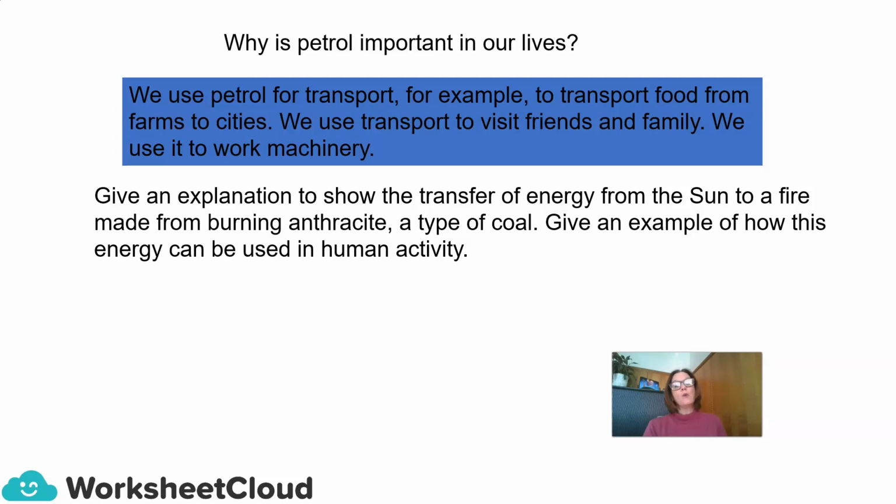So if I wanted you now in class to give me an explanation to show the transfer of energy from the sun to a fire made from burning anthracite, which is a type of coal, how would you go about giving me this example? And show me how this energy can be used in human activity. Think about it for a while. What would you write down? How would your paragraph look?